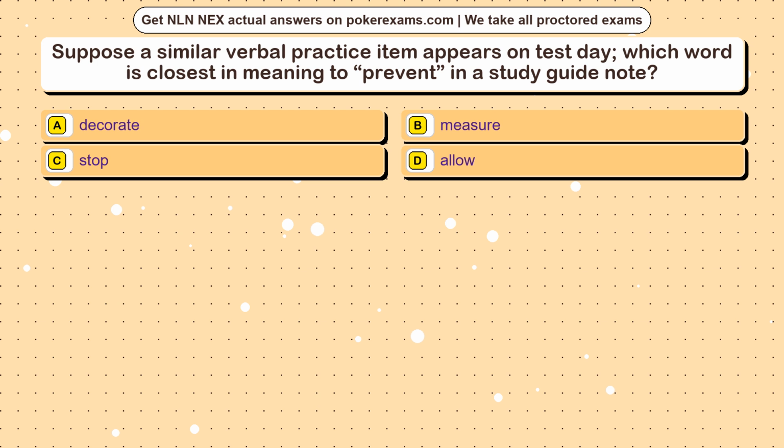Question 7. Suppose a similar verbal practice item appears on test day. Which word is closest in meaning to prevent in a study guide note? Option A, decorate. Option B, measure. Option C, stop. Option D, allow.